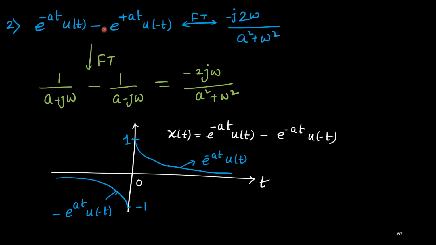This composite signal is an exponentially decaying signal. Starting from 1 on the right side, it will decay to 0, and this one, because of the minus sign, will start from minus 1 here and decay to 0 again. This is your minus e to the power plus at u of minus t, and this curve is e to the power minus at u of t. So the combination of these two is the total signal.